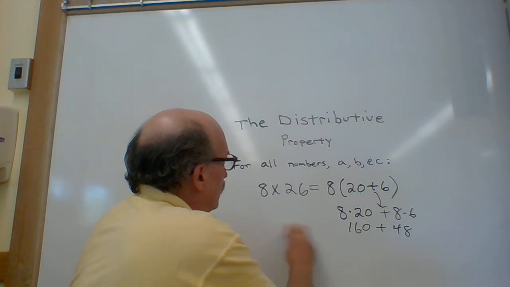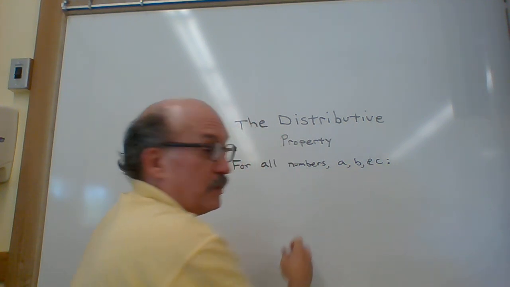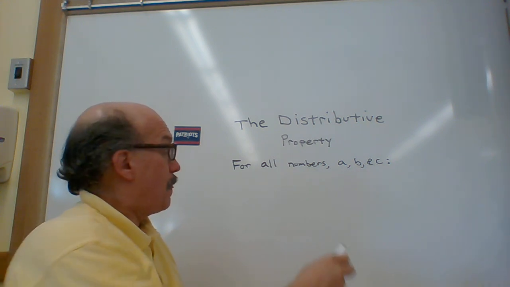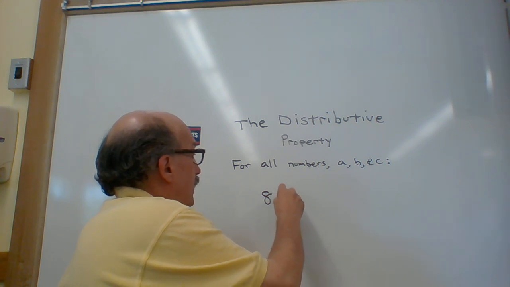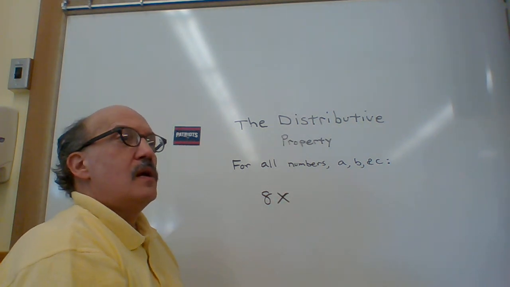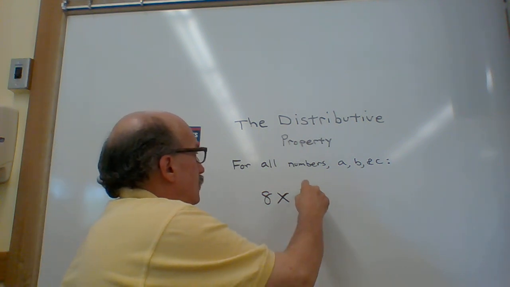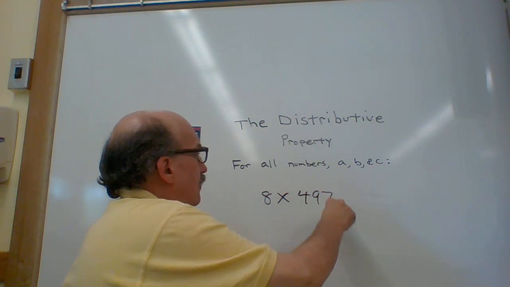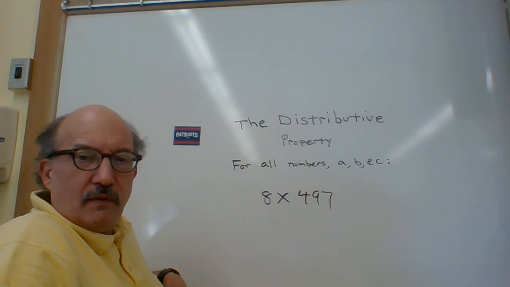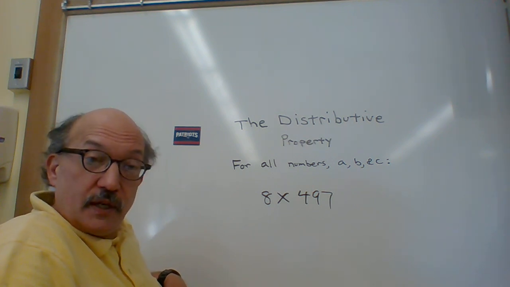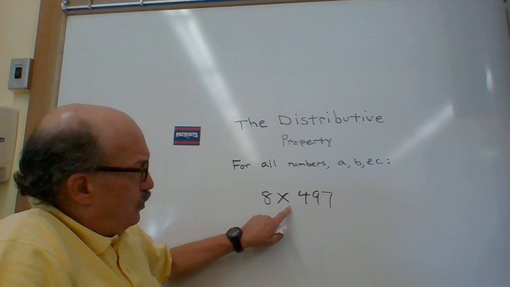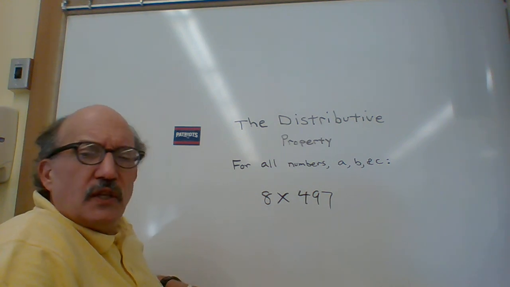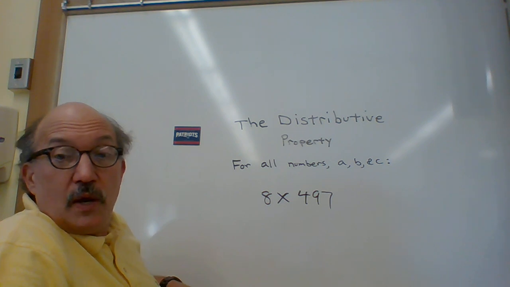Let's look at multiplying a 1-digit number by a 3-digit number. How about 8 times, oh, how about 497? 8 times 497. Now, ladies and gentlemen, here's a skill that's part of middle school math. I think it's important. I would like you to realize that the answer to this multiplication is a little less than 4,000. How do I arrive at that?